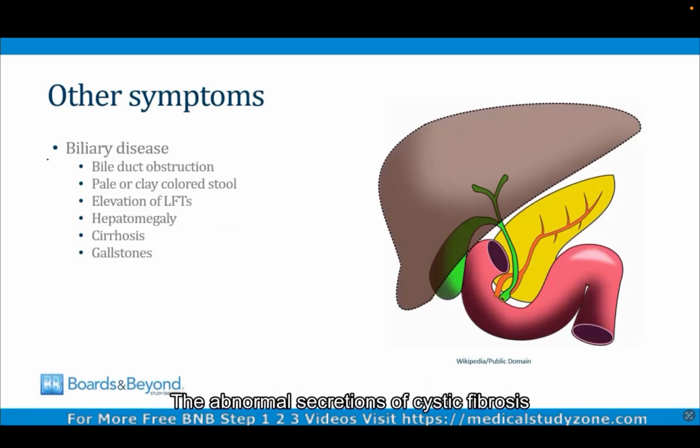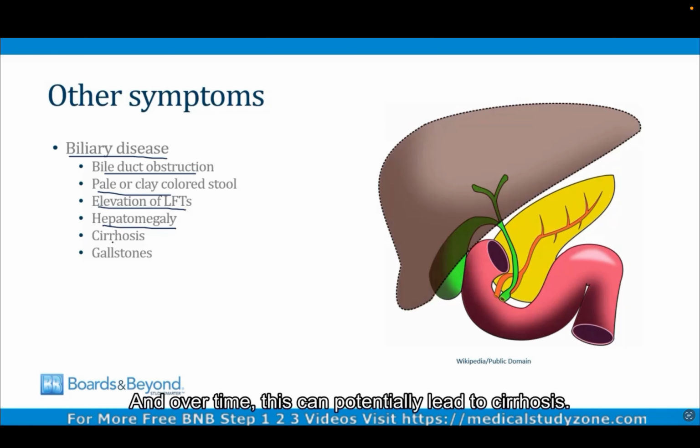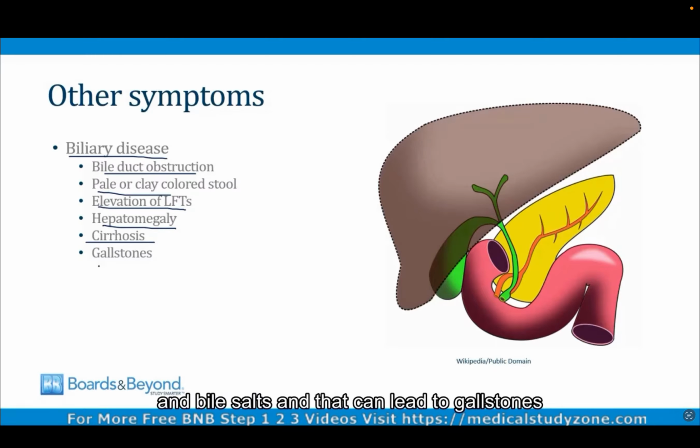The abnormal secretions of cystic fibrosis can also lead to biliary disease. Secretions in the biliary tract can also become thick and sticky. This can lead to bile duct obstruction. When your bile ducts are obstructed, your stool will not have a normal color, and instead of appearing brown, they will be pale or clay colored. There can be elevation of the liver function tests, and the liver can become enlarged, and over time, this can potentially lead to cirrhosis. And anytime biliary flow is obstructed, that can lead to an imbalance between cholesterol and bile salts, and that can lead to gallstones precipitating in the gallbladder.